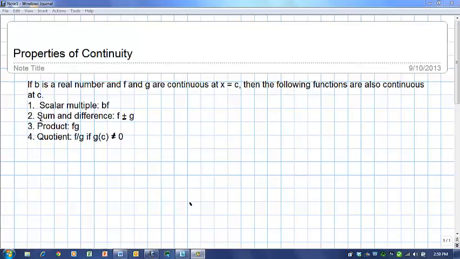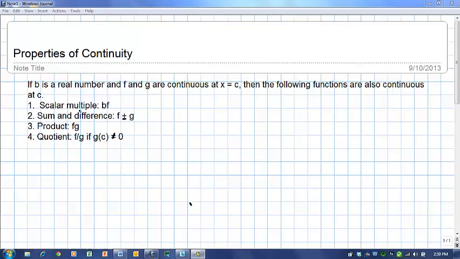In this video, we're going to discuss some properties of continuity and talk about certain types of functions that are continuous and where they are continuous. So first of all, a few properties of continuity. If b is any real number and f and g are functions which are continuous at x equals c, then the following functions are also continuous at x equals c.